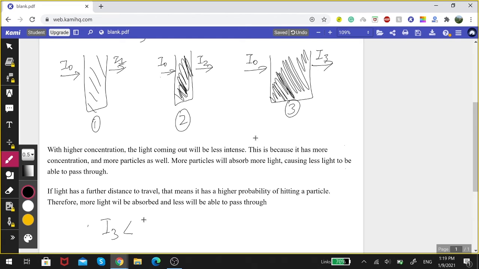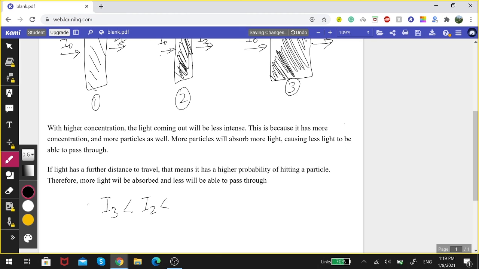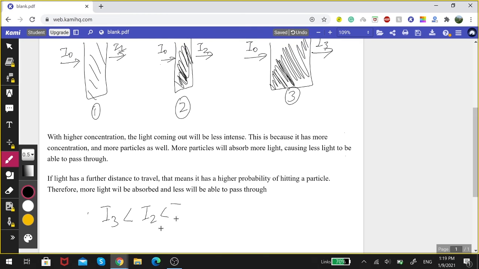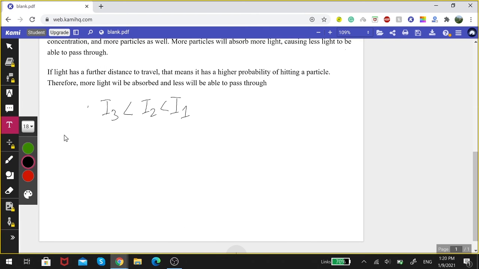Now our second one will be I2, because although the concentration is the same as I3, it's not as long, and the shorter it is means it has a shorter distance to travel. That means the probability of hitting a particle will be smaller as well, which is why the intensity will be second. And now, which one will be the strongest intensity? That will be I1, because it has the least concentration, least number of particles, and the distance also remains the same.